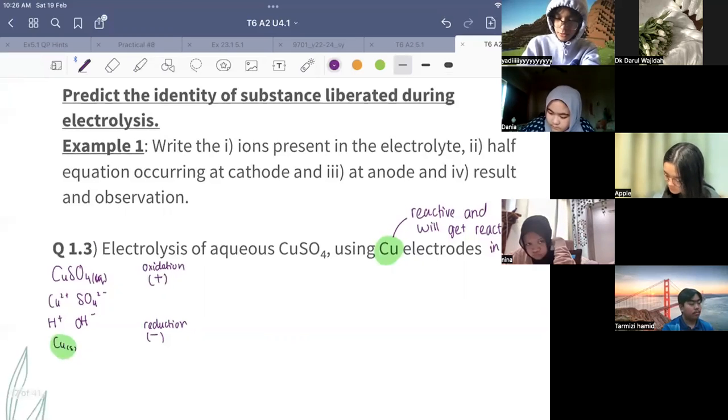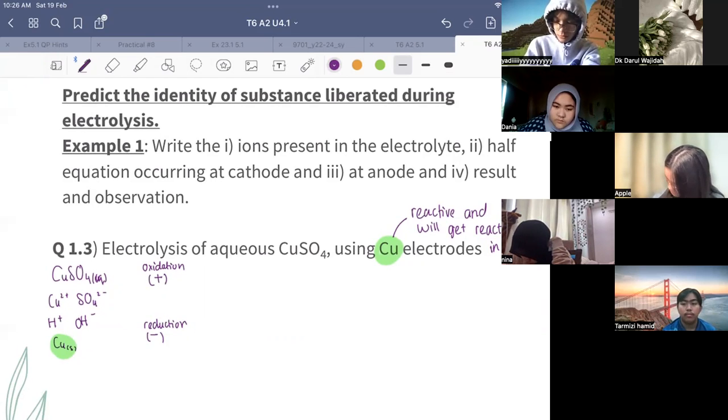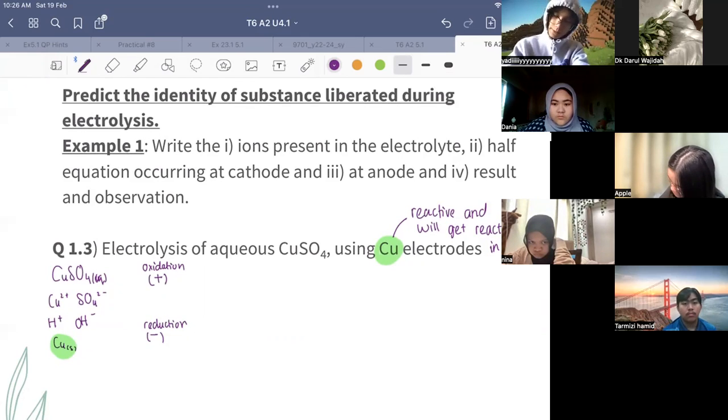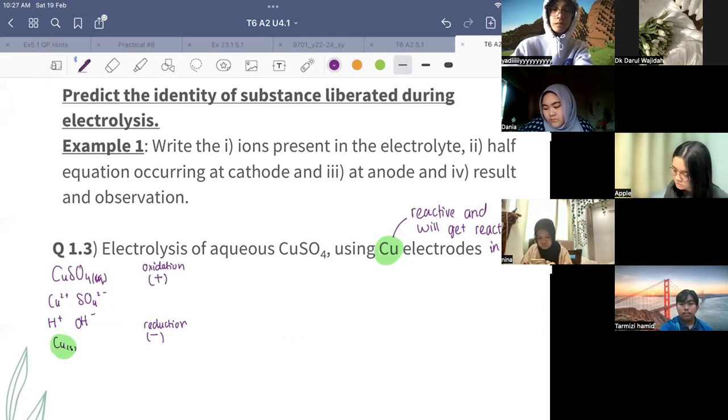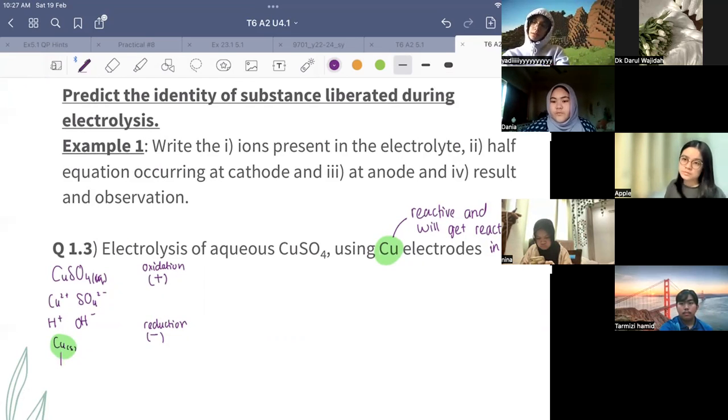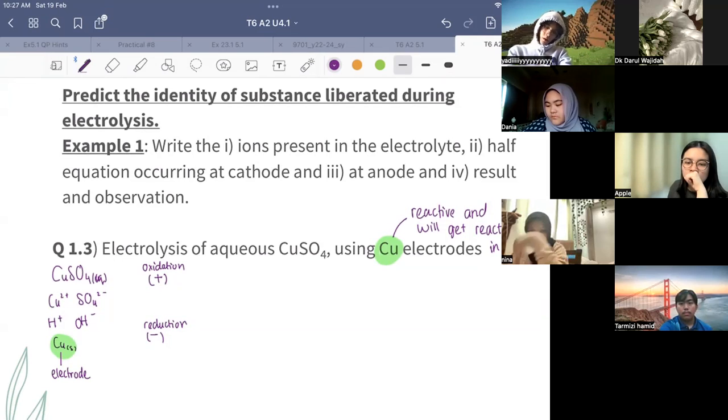So my copper will get involved. And copper, sorry, it doesn't go through reduction. My bad. It goes through oxidation, from copper solid to Cu2+. That's the only possible path for this copper electrode. Remember that copper solid is my electrode. So the only possible reaction is oxidation, which happens at the anode.